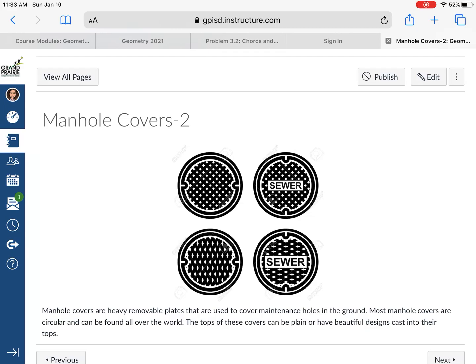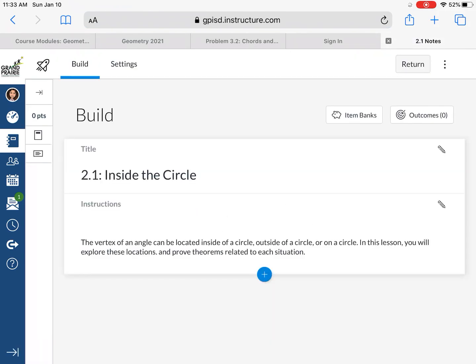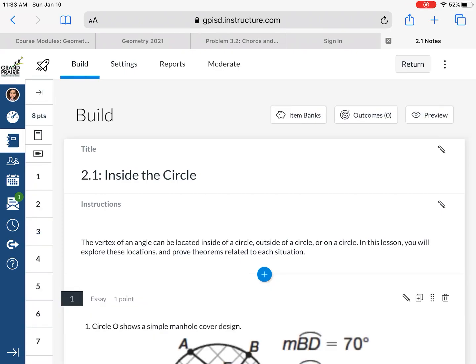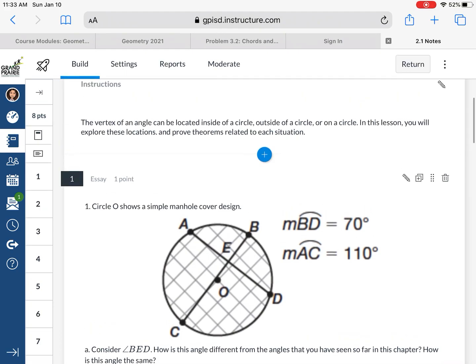The top covers of these can be plain or have, it says, beautiful designs. I think they're more like interesting designs cast into their tops. Now, why are we talking about manhole covers? Let's click next here. We're going to be continuing our topic on circles.